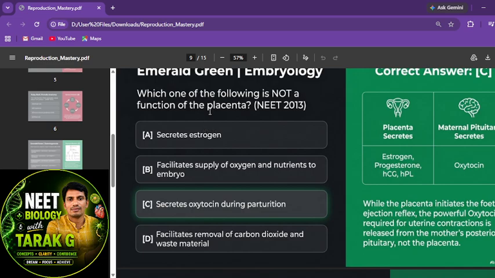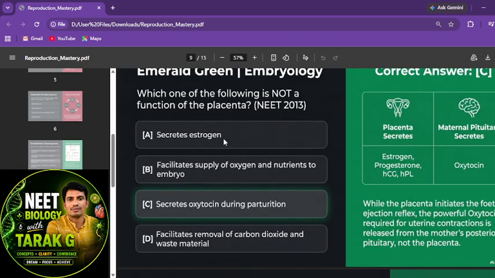Which one of the following is not a function of the placenta? This is a 2013 NEET question. Please focus: whether they ask not, incorrect, or not true, it's like a trap. Okay, here we need a not a function of the placenta.